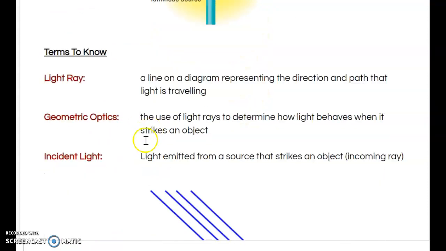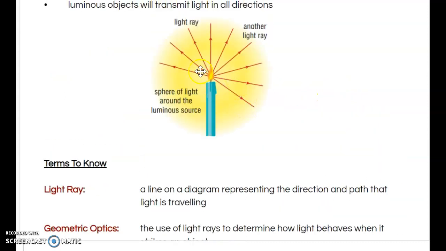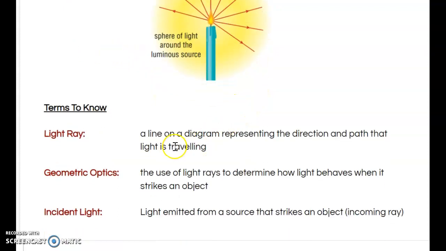So terms you're going to need to know, not necessarily for the quiz, but for this course, are light ray. A light ray is a line on a diagram representing the direction and path that light is traveling. So if we go back up to here, we know that light is traveling away from this luminous source, this flame, and moving outward because of the arrow.